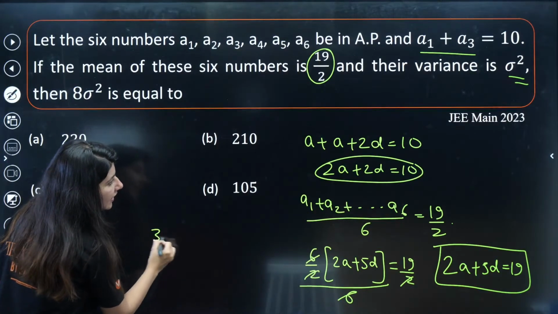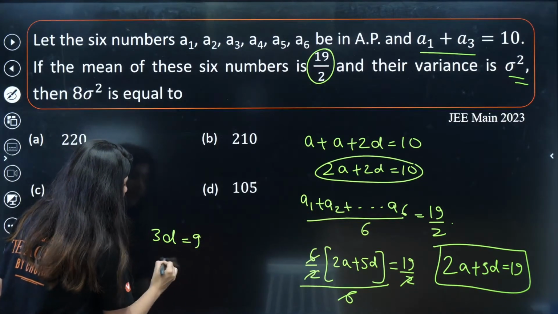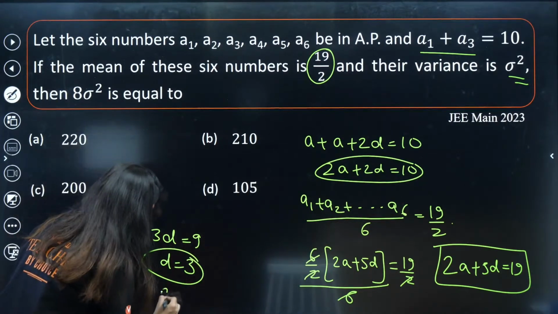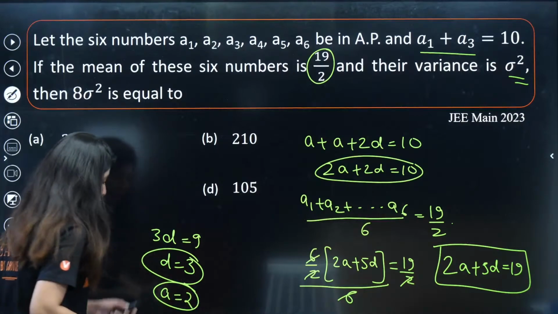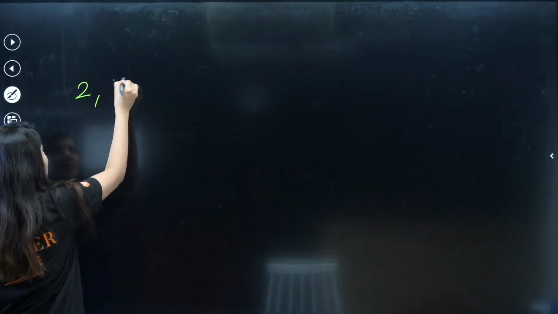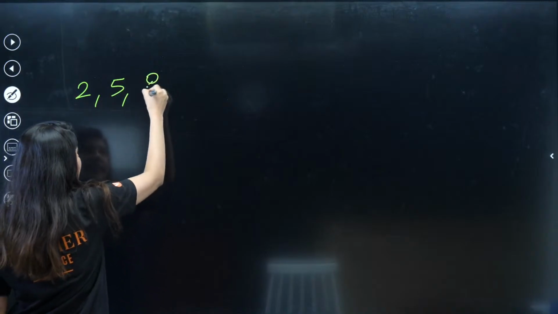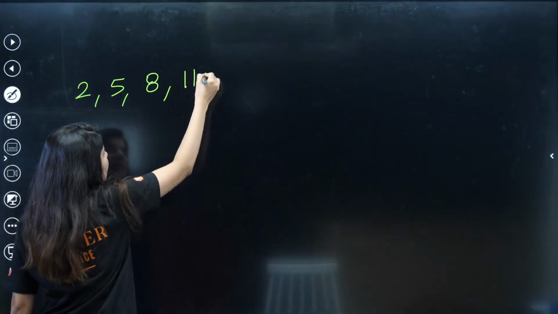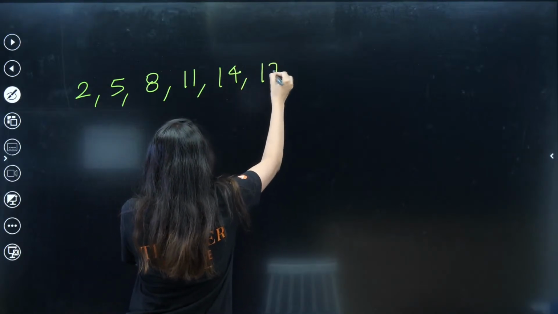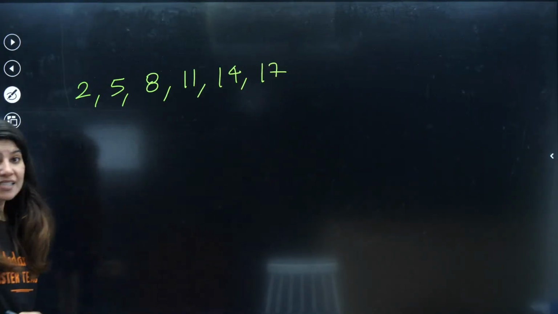So basically 3D will come out as 9. D is nothing but 3. And if D is 3, your A would be nothing but 2. So all the numbers, if I write it down, so that would be 2, 2 plus 3, 5, 5 plus 3, 8, 8 plus 3, 11, 11 plus 3, 14, 14 plus 3 is 17. Right? These are the 6 numbers.